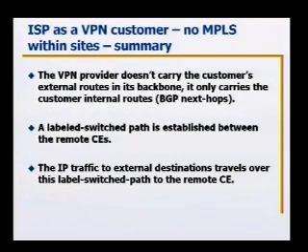So what's the summary for this scenario of ISP as a VPN customer? The VPN provider now doesn't have to carry the customer's external routes in his backbone. He only carries the customer's internal routes, basically the BGP next hops. And this is a big savings from the VPN provider's point of view, because he only carries a small amount of customer routes. We have a label switch path between the remote CEs, and the IP traffic to external destinations travels over this label switch path all the way to the remote PE.